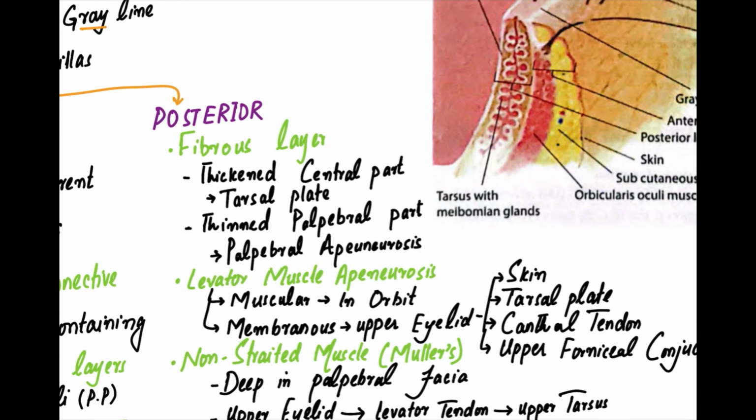In the posterior lamella, first we have the fibrous layer. This fibrous layer is actually the central layer, and it is thickened in the central part. It has two parts. One is the thickened part, which is central, including the tarsal plate in the center. And one is the thin or palpebral part, which includes the palpebral aponeurosis. Now the palpebral aponeurosis is a thin portion of the levator muscle, making a thin sheet-like fibrous structure, which is called palpebral aponeurosis.